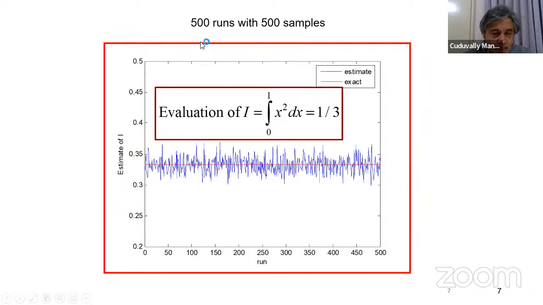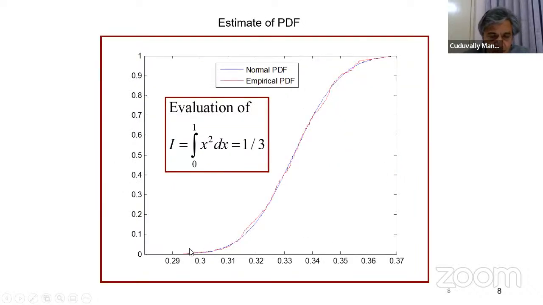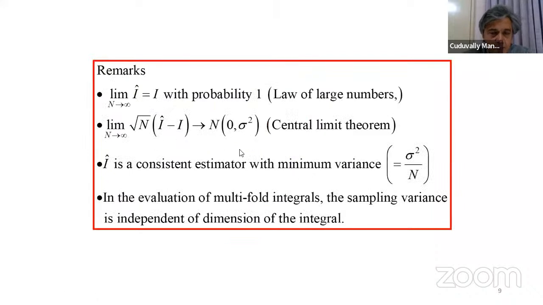Now, on the other hand, if I fix the sample size to be 500, and repeat the test with 500 different sets of random numbers, then you see that I get these kinds of realizations where the expected value is around 1 by 3, which is as it should be, and we get a distribution of this estimated integral. And we can show that this is normally distributed, and there are many nice results that as n tends to infinity, this integral goes to the true value with probability 1. And the central limit theorem ensures that this estimator's sampling distribution is Gaussian, and this estimator is consistent with minimum variance.